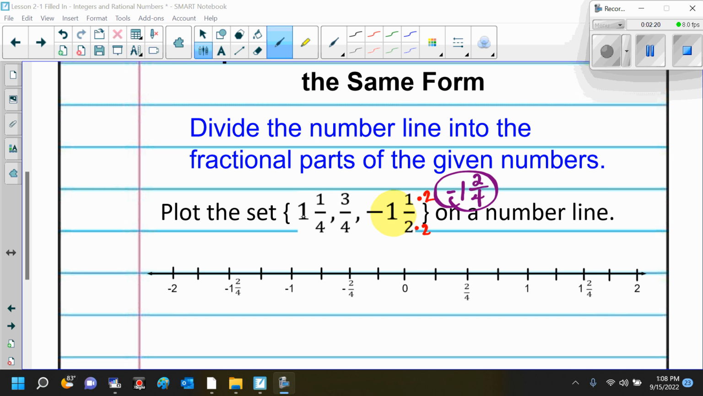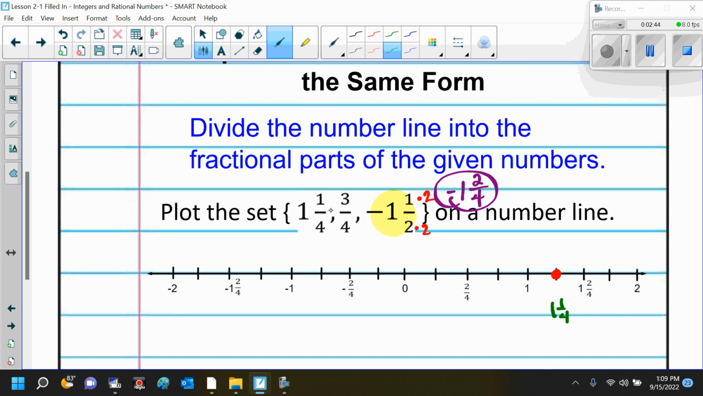So we've got 1 1/4. We're going to graph 1 1/4. Again, we're counting 1/4, 2/4, 3/4, 4/4. That's the one whole. So here's one whole. The next one over is 1 1/4. Very good. Make sure you're writing that down on your paper. So this is 1 1/4.